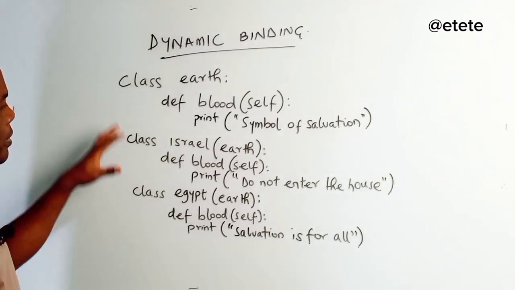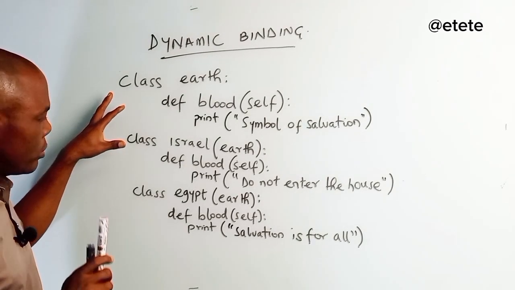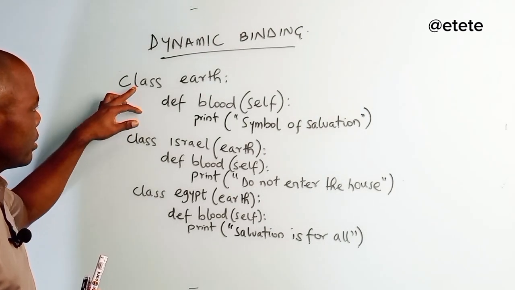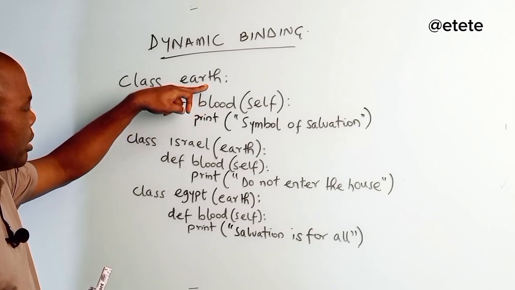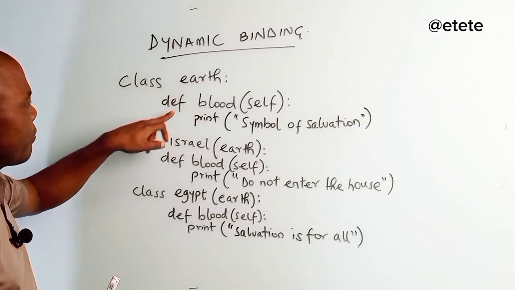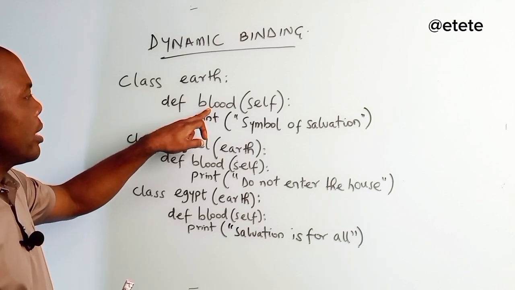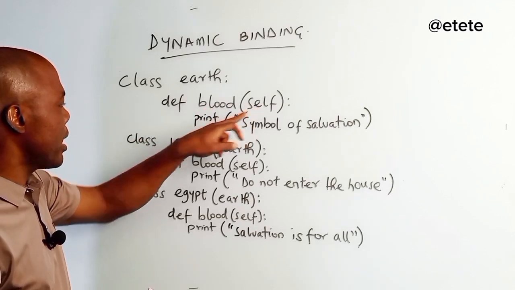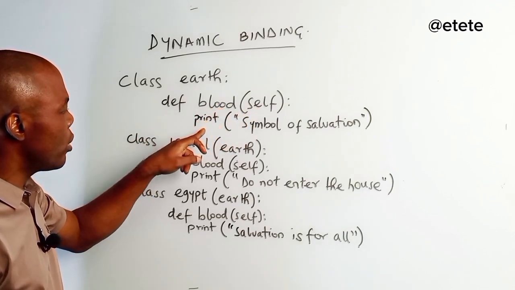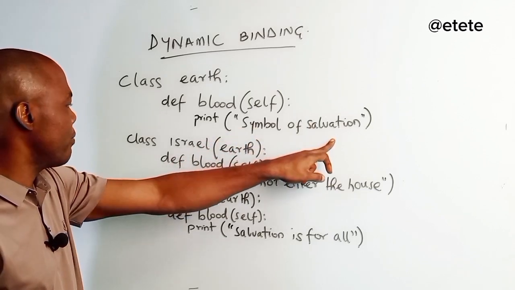Okay, so we have created three classes. The first class is Earth, which is the parent class. Inside this parent class, we have blood as a method, and that is an instance method. When you go into this blood, what you have to print out is symbol of salvation.